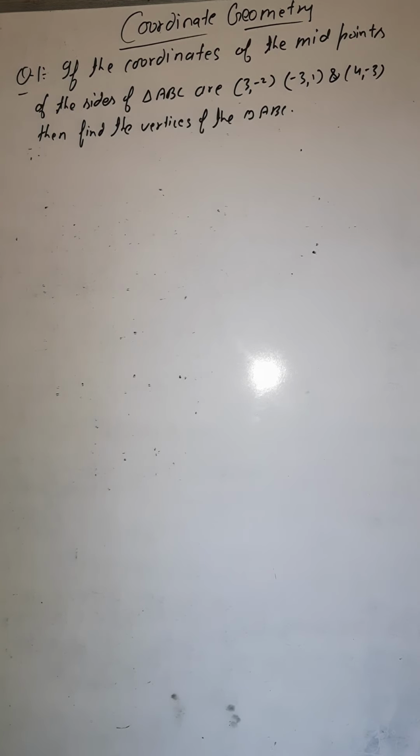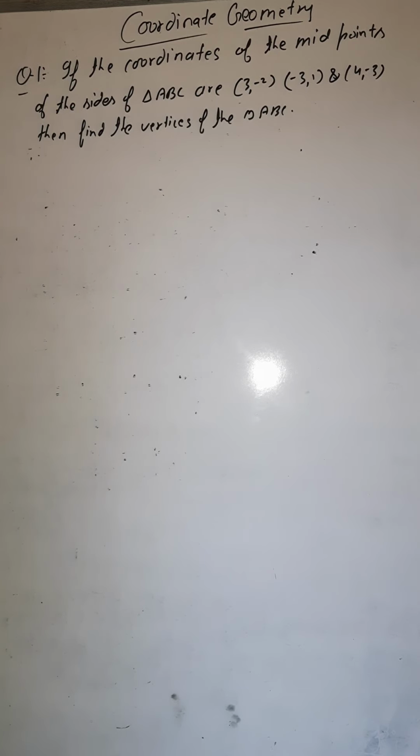Okay, let's make a triangle first. Let's say this is the triangle ABC. Let me make it somewhat here. Hope this is all visible to you. If not, then I can make it somewhat here. I think it is visible now. Yeah, so let's say this is the triangle ABC.